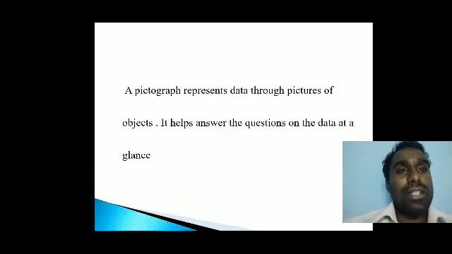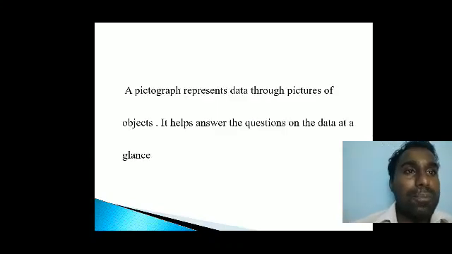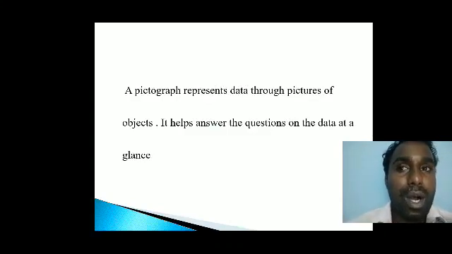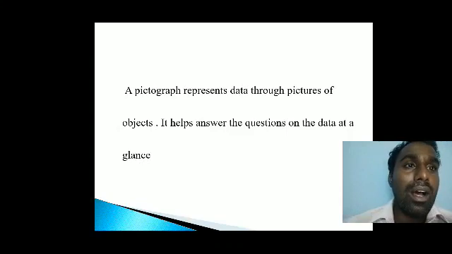The basic definition is: a pictograph represents data through pictures of objects. So from the collection of objects, they gave some pictures, which represent some data, some information. It helps answer questions on the data at a glance. That means in a very easy manner we can predict it. Okay, so it helps answer questions on the data at a glance.